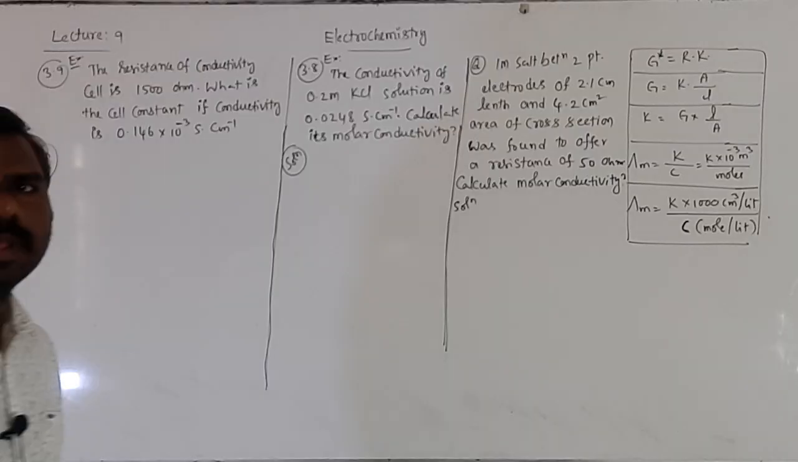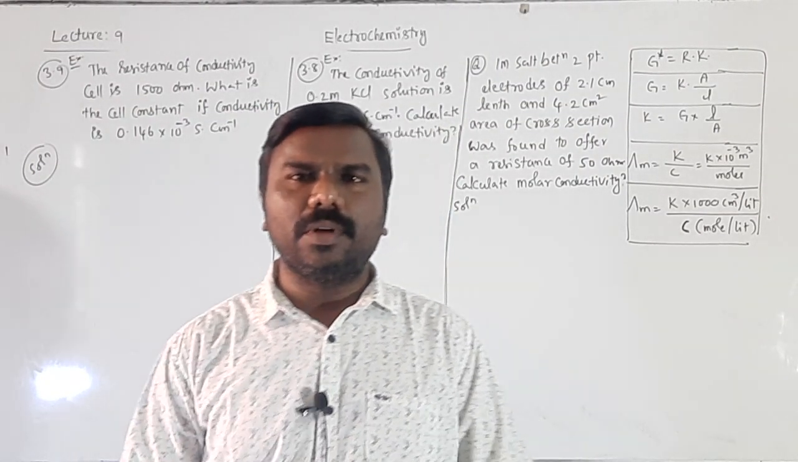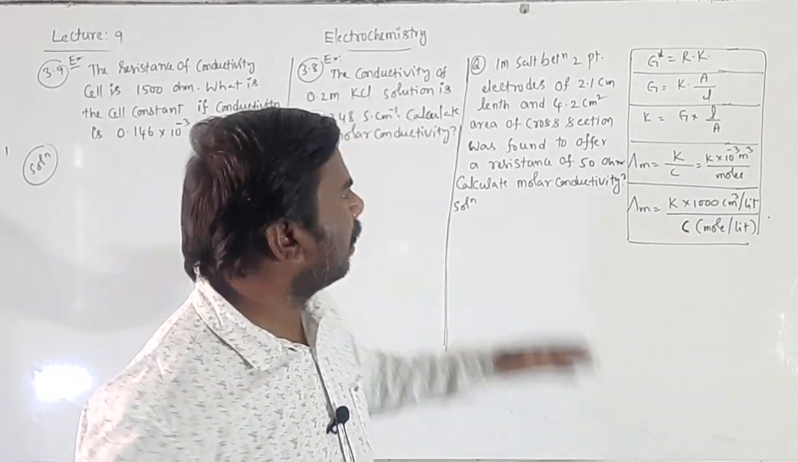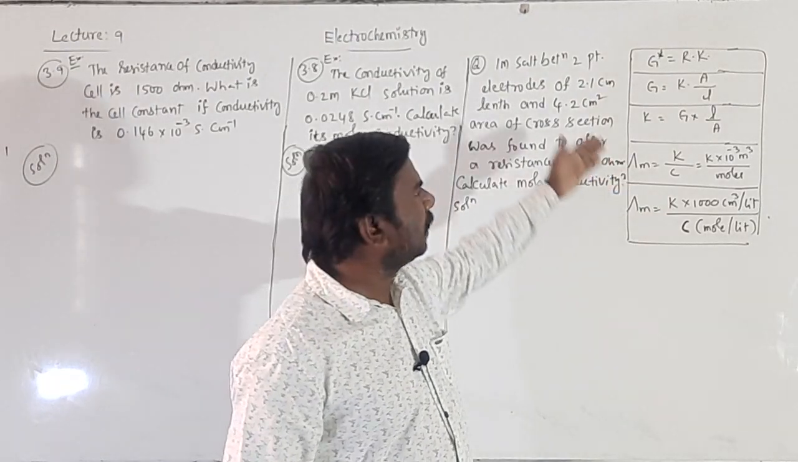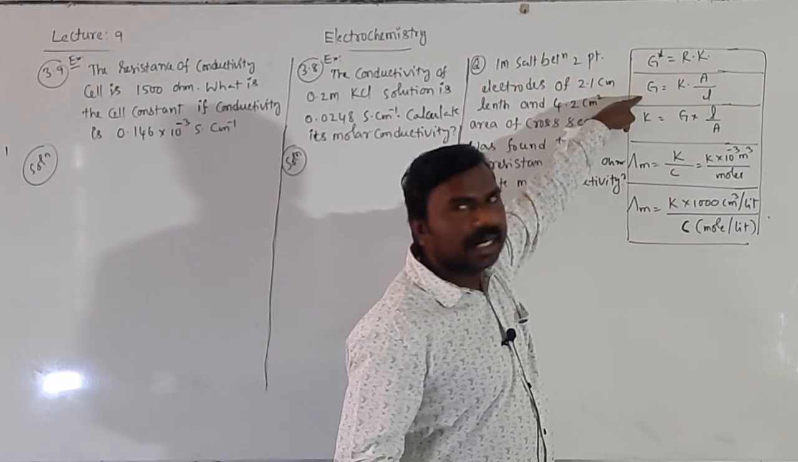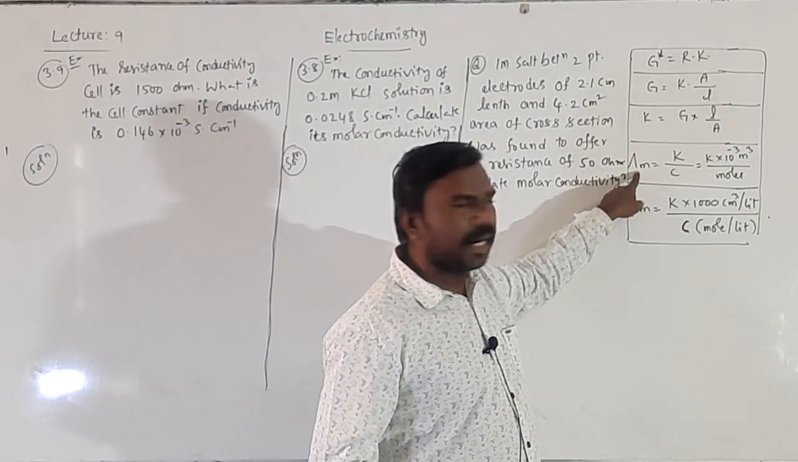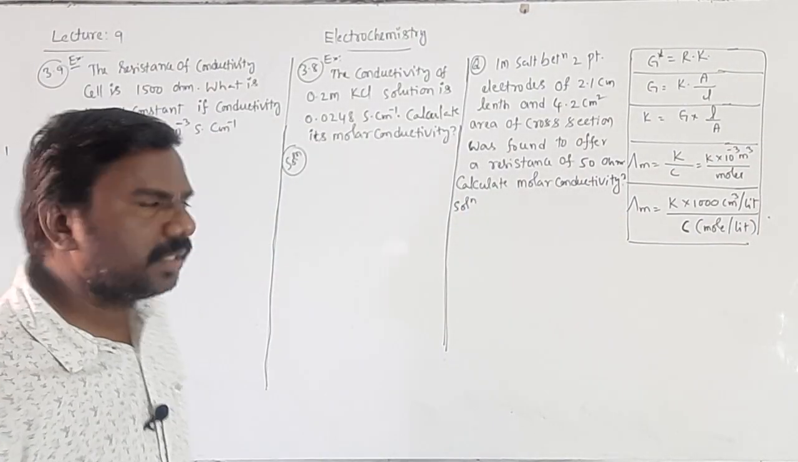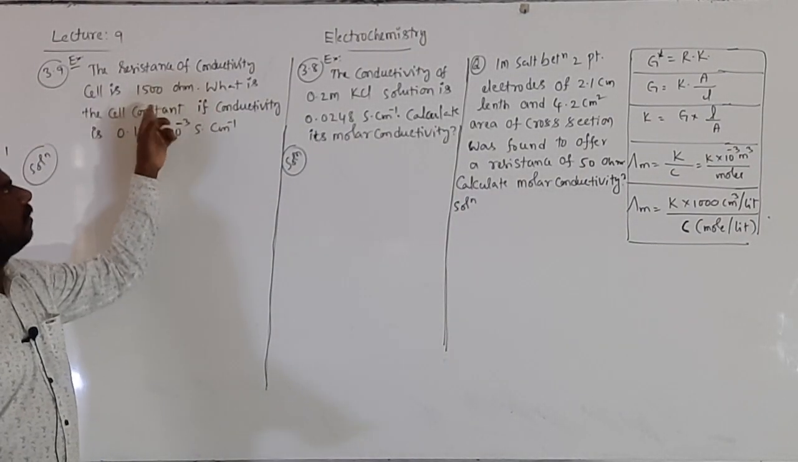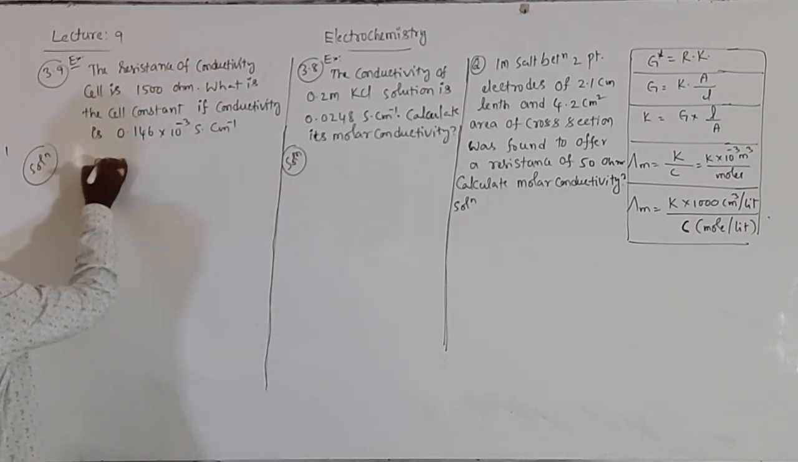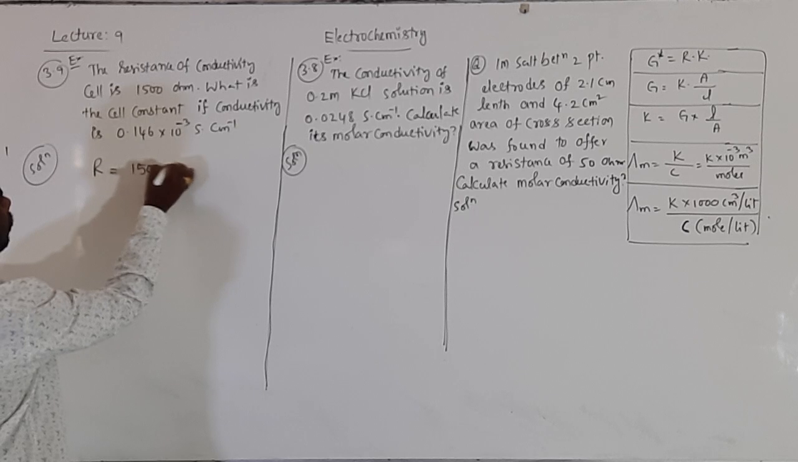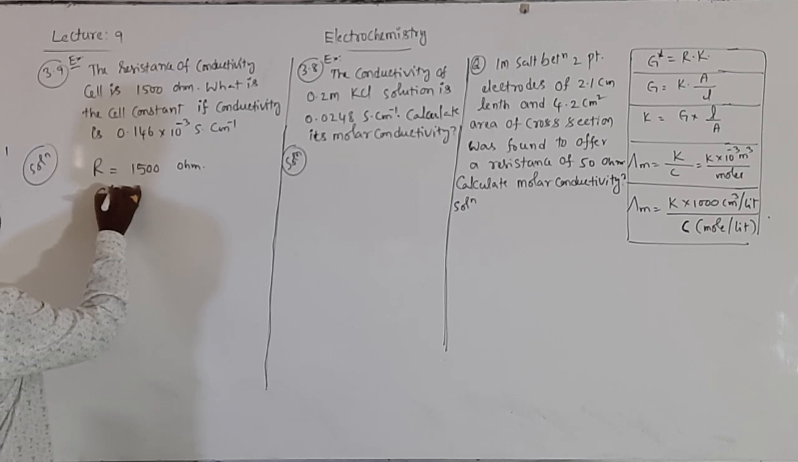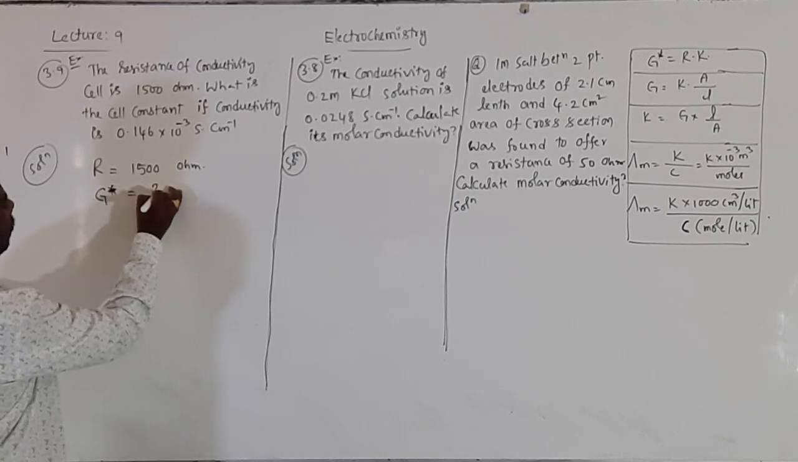Right. Okay students, we'll discuss a few sample problems which are already given in the textbook. So, first problem. I have written the formulas, students: G star, cell constant; G, conductance; conductivity; molar conductance in meters and centimeters. These are the formulas. So first one: the resistance of a conductivity cell is 1500 ohms. Resistance R is 1500 ohms. Okay. What is the cell constant?